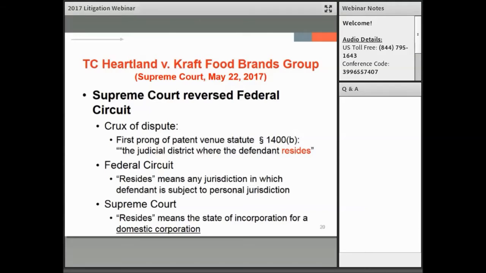In the recent TC Heartland versus Kraft Foods case, the Supreme Court reversed the Federal Circuit's VE Holdings decision, relied heavily on the prior Fourco Glass versus Transmirra case from 1957, and concluded that as applied to domestic corporations, "resides" in the patent venue statute refers only to the state of incorporation.